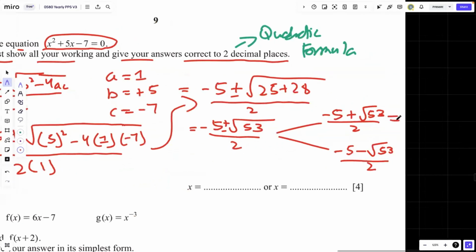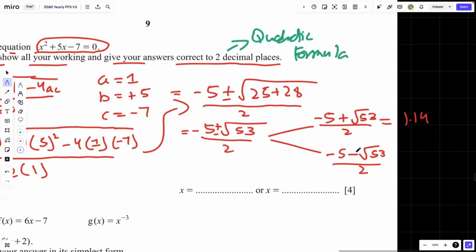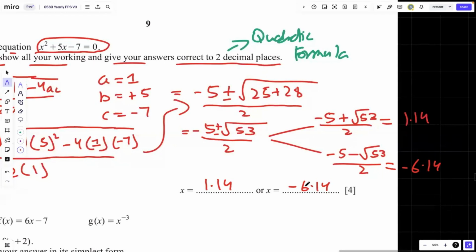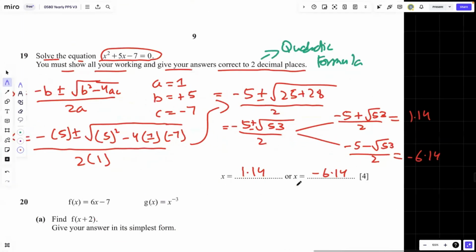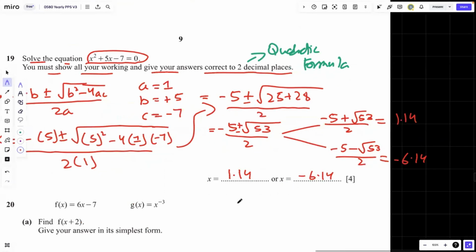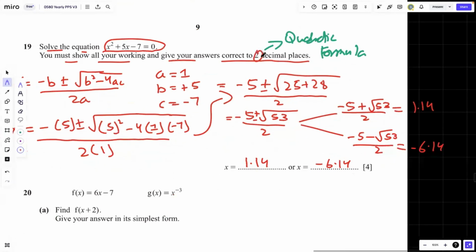So the answer we are getting from this is 1.14. And when we do the minus version of it, we're getting negative 6.14. So the answers are going to be 1.14 and negative 6.14. Those are your final answers, correct to two decimal places. So I basically rounded them off to two decimal places, both the answers, because the examiner asked us to do so.